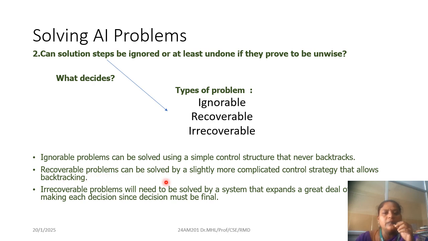Recoverable problems means it can be solved by a slightly more complicated control strategy, but it allows backtracking. Irrecoverable problems means it will need to be solved by a system that expands a great deal of information in making each decision, because the decision will be made final and taking the decision is very important.